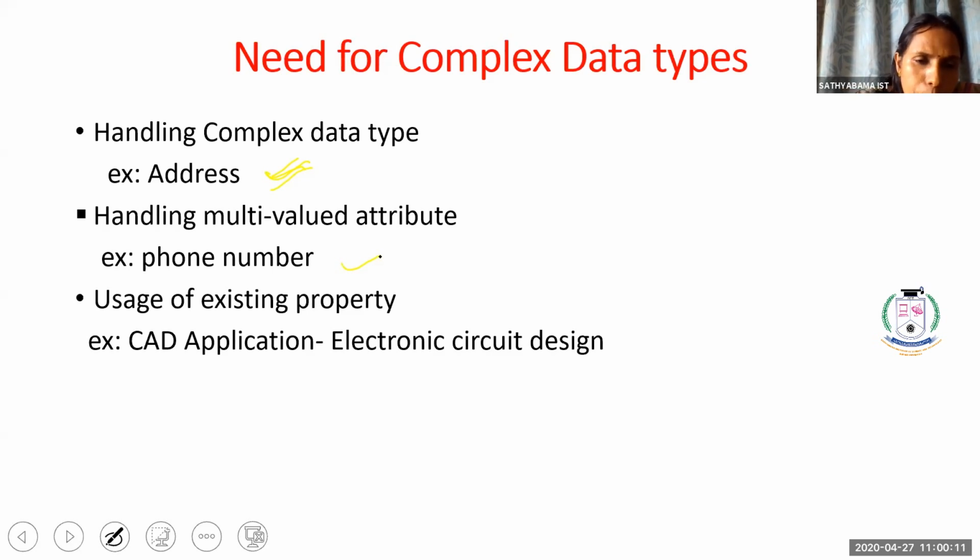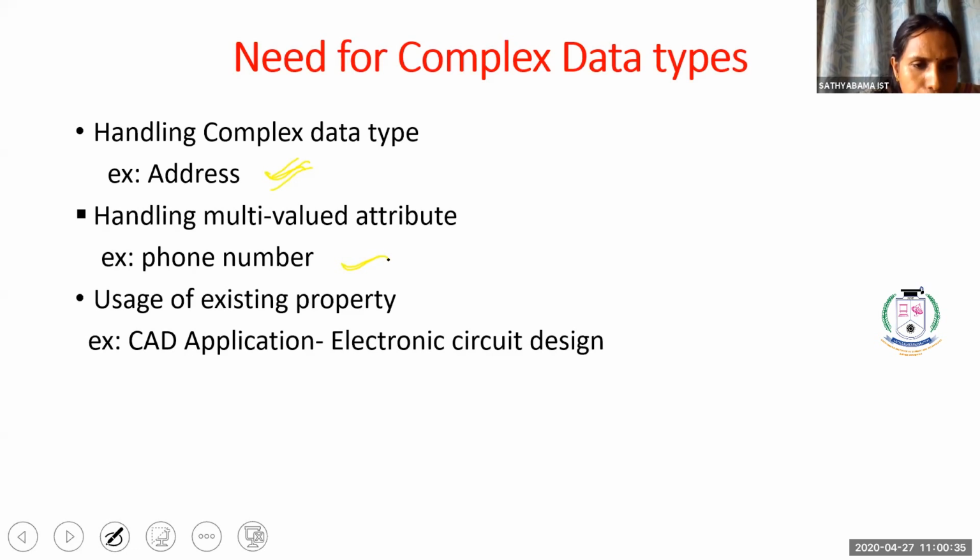So the phone number, the person may have more than one phone number. So if you are representing this particular data in your relational model, you have to give two different columns, like phone number 1 and phone number 2. But we cannot have multi-valued attributes in your database tables.